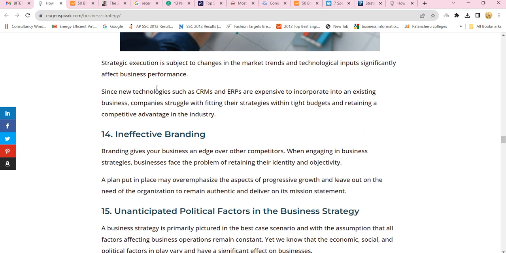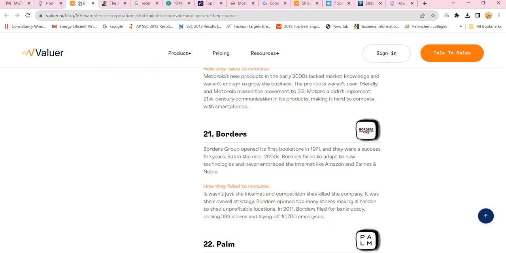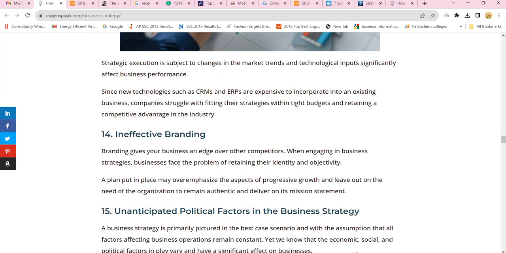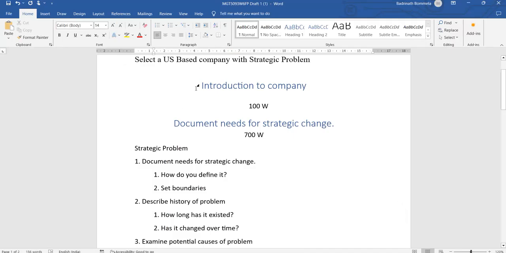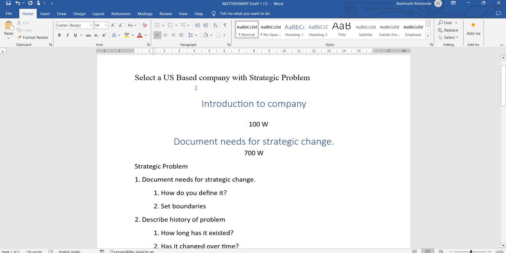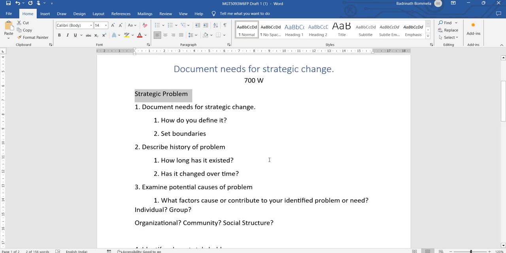So the first step is selecting a US based organization that should have a strategic problem, which may be part of these 25 or these 50 examples. Based on that, we will be creating a basic explanation in this draft document. The first part is an introduction for the company we have selected. After that, we discuss what the strategic problem is and the remaining five sections in 700 words. I will share an example of the long document that we submitted previously. Based on that, you can identify an appropriate organization and finish these initial sections of the document. That's it from my side. All the best.